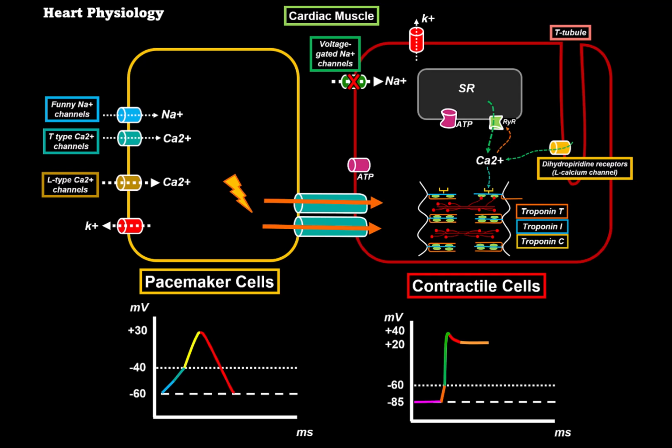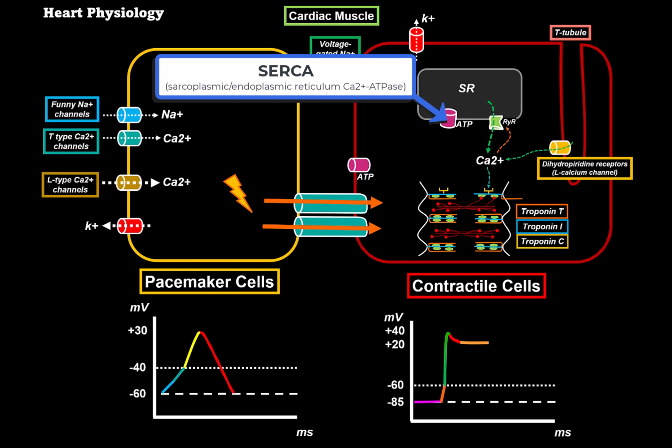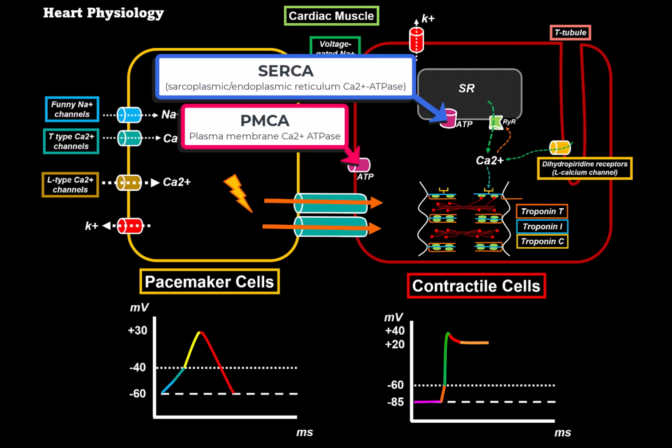These calcium pumps are located in 2 places: in the cell membrane and in the wall of the sarcoplasmic reticulum. Another name for them is SERCA, or sarcoplasmic reticulum calcium ATPase, and PMCA, or plasma membrane calcium ATPase. And they're primarily going to use ATP to pump calcium into the sarcoplasmic reticulum and out to the extracellular space.